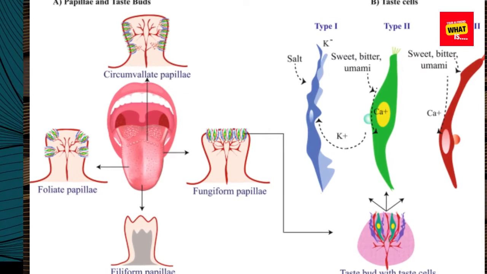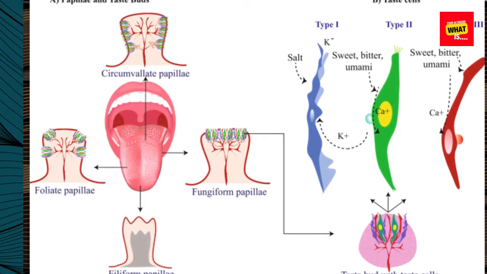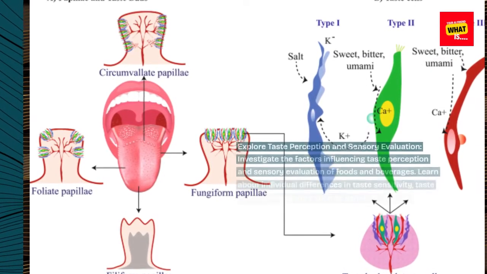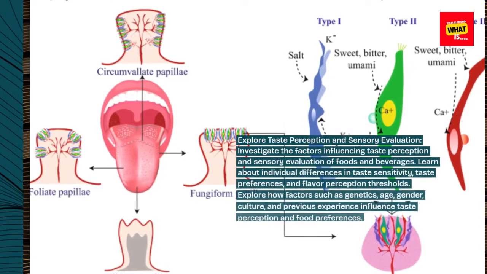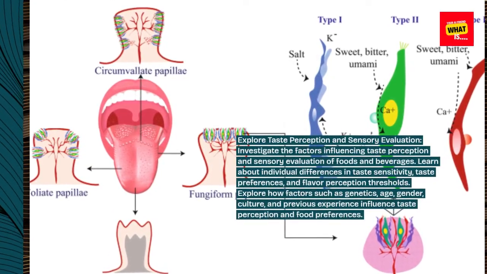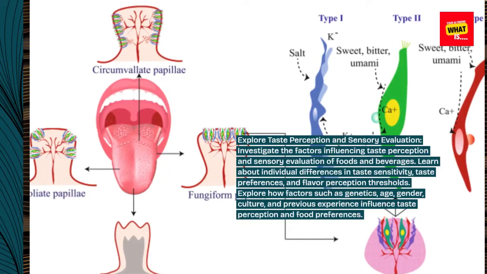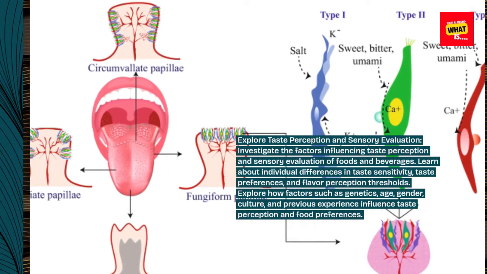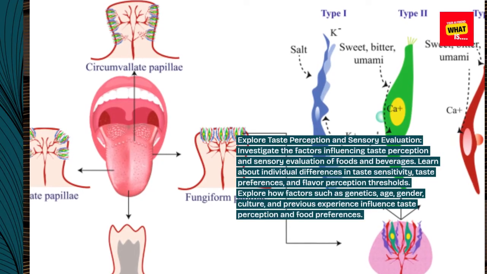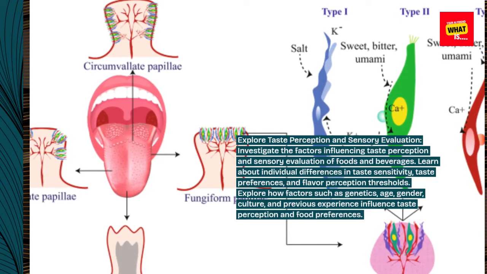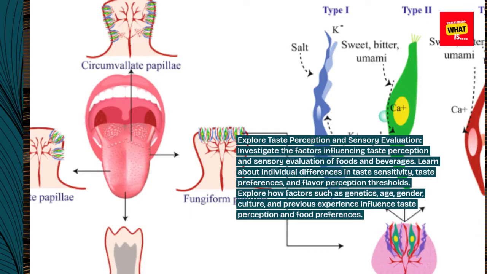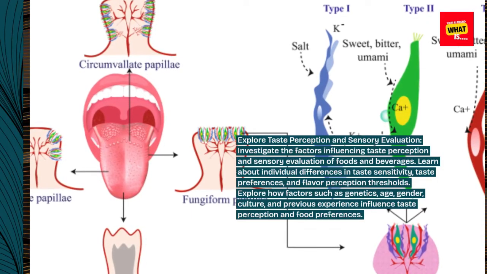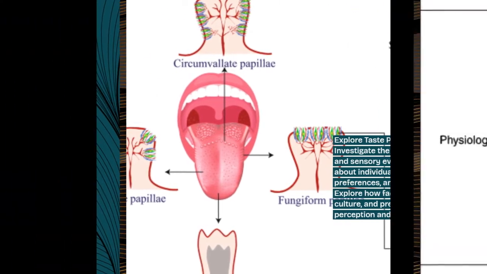Explore taste perception and sensory evaluation. Investigate the factors influencing taste perception and sensory evaluation of foods and beverages. Learn about individual differences in taste sensitivity, taste preferences, and flavor perception thresholds. Explore how factors such as genetics, age, gender, culture, and previous experience influence taste perception and food preferences.